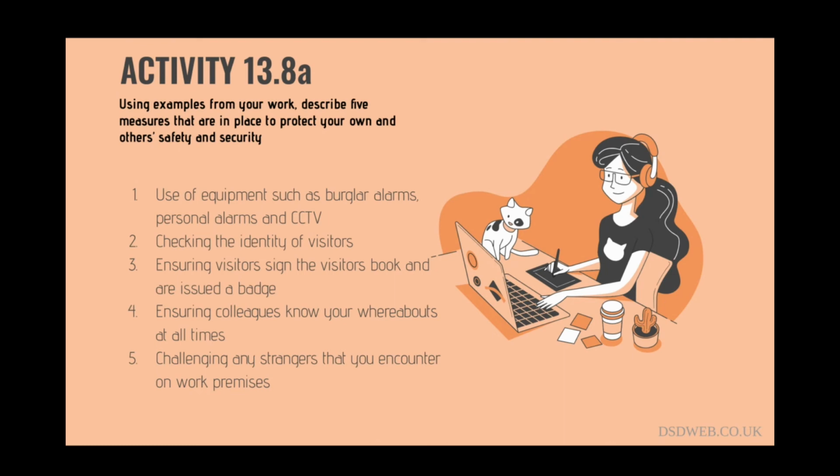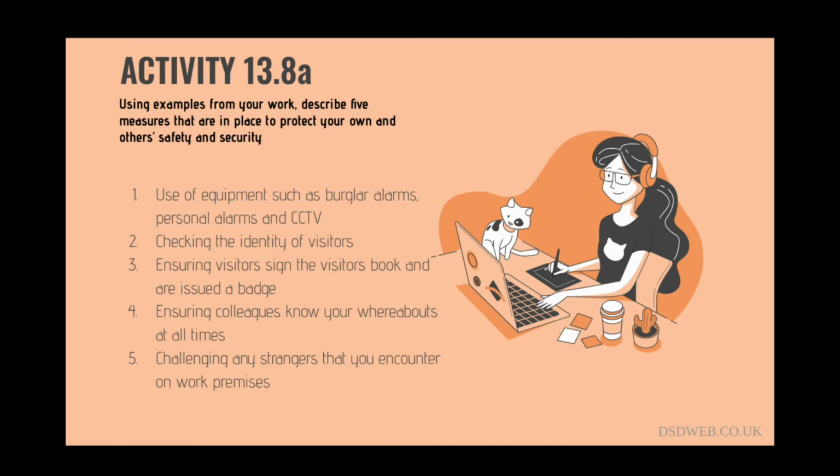With activity 13.8a, we move on to workplace security, and you're asked to describe 5 measures that your organisation has in place to protect the safety and security of yourself and others. Each workplace is different, so you will need to find out what measures are in place for your particular organisation. You could do this by reading agreed ways of working or asking your manager.